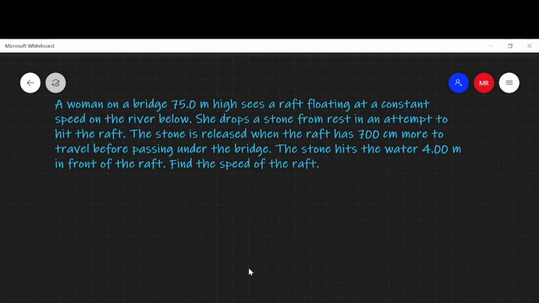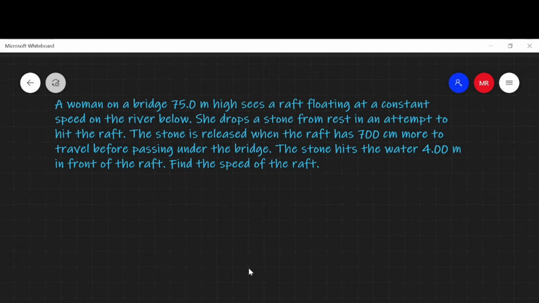A woman on a bridge 75 meters high sees a raft floating at a constant speed on the river below. She drops a stone from rest in an attempt to hit the raft. The stone is released when the raft has 700 centimeters more to travel before passing under the bridge. The stone hits the water 4 meters in front of the raft. Find the speed of the raft.